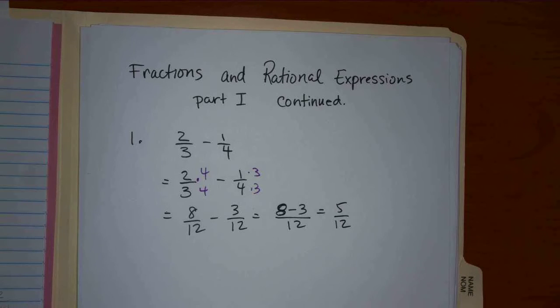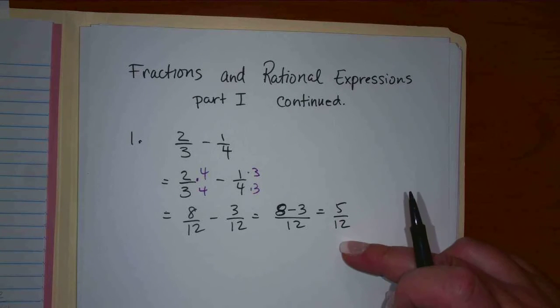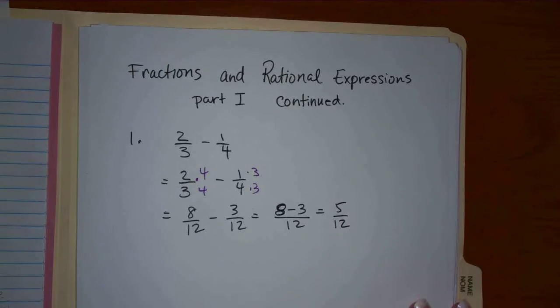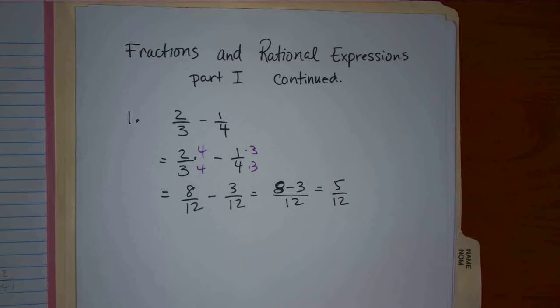And then you look at your final answer and say, can this be simplified? No, because I can't write 12 as 5 times something, so it can't be simplified. So that would be the end.